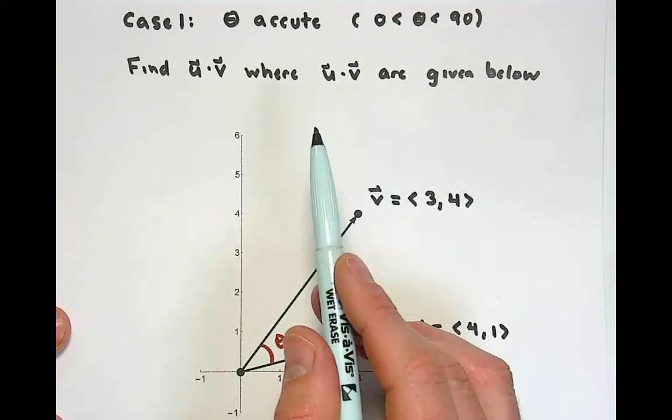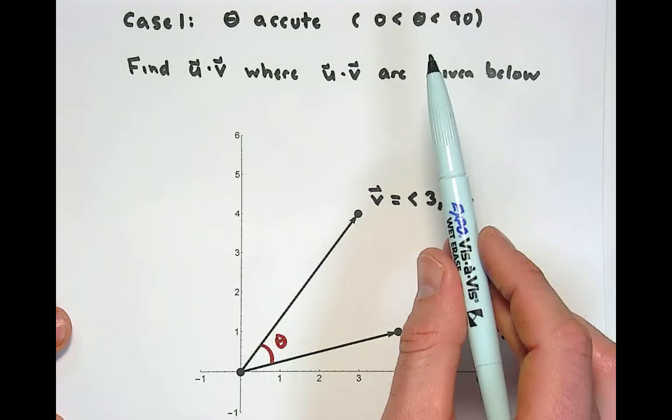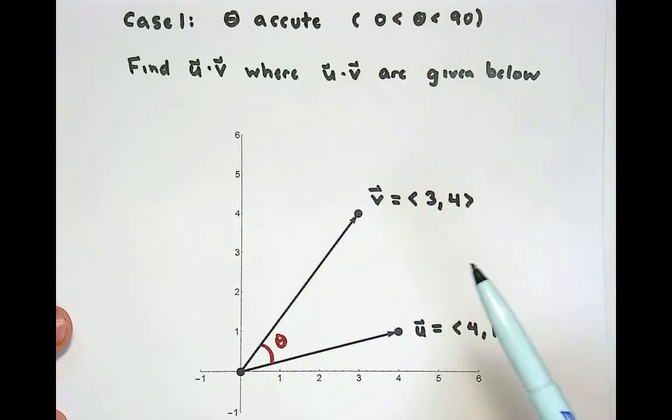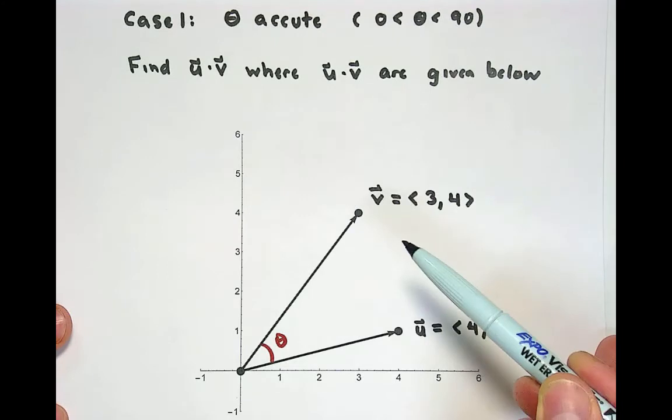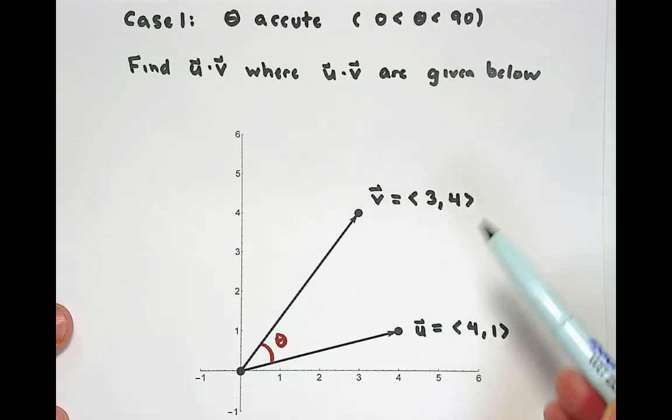Okay, so the whole idea here is we want to look at the case that theta is between 0 and 90. Here we have two vectors u and v, which are (4, 1) and (3, 4).